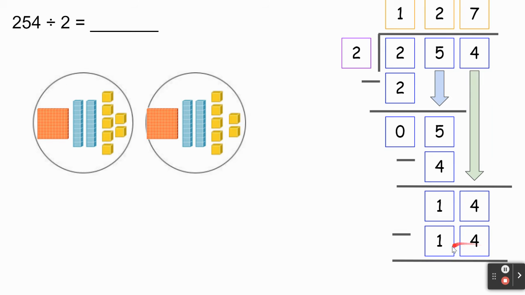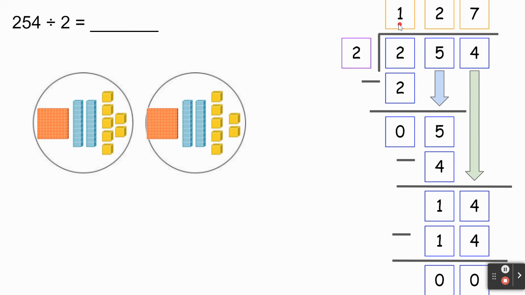So we're going to be subtracting 14, which is the total number of unit cubes we've shared all together. We can see that 14 minus 14 is 0, and that makes sense since there are 0 unit cubes left to share. And since there are no base 10 blocks left to share, we know we're done dividing.